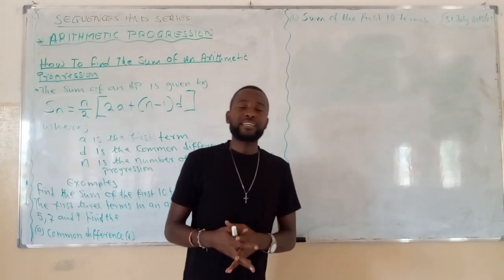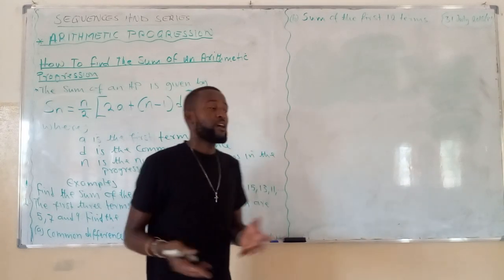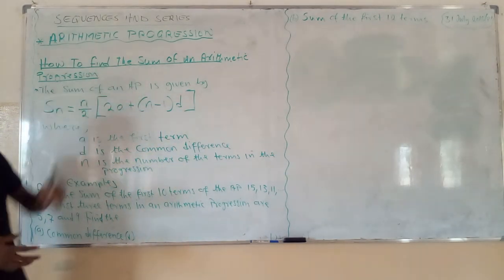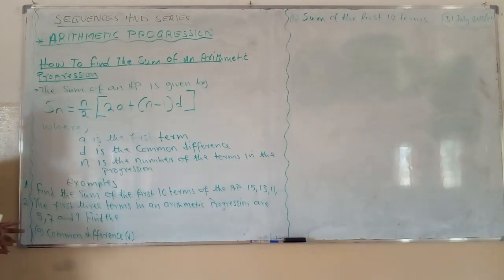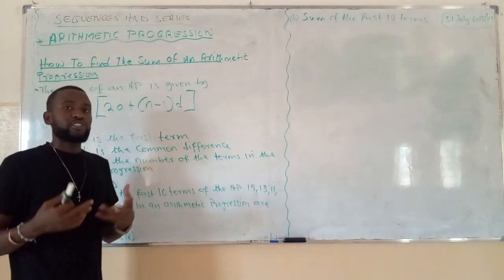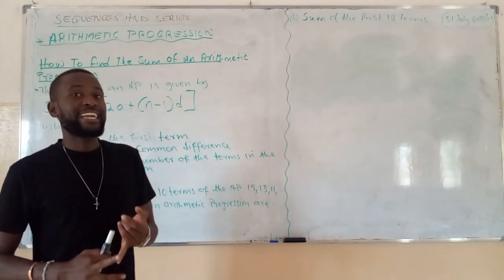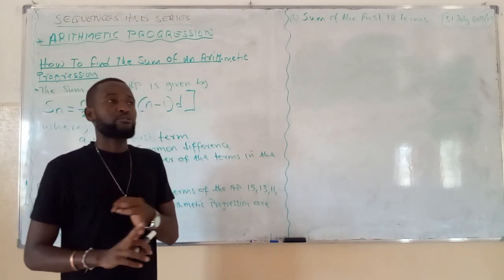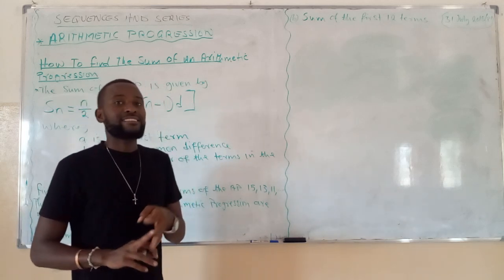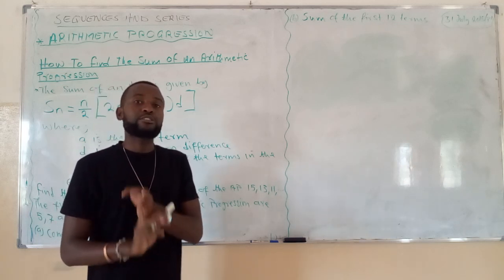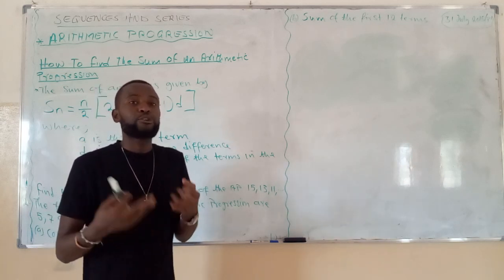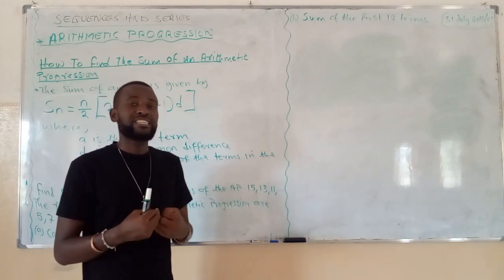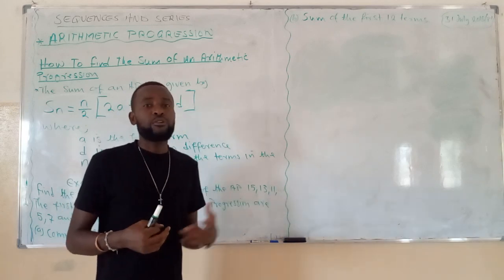So let us begin by introducing this topic. Arithmetic progression, how to find the sum of an arithmetic progression. Finding the sum requires you to know how to find the common difference, how to find the nth term, and how to find the arithmetic mean. You need to be familiar with those things because they will enable you to understand the sum, and you will find it very simple, because some of the letters and variables used here are what we looked at before.